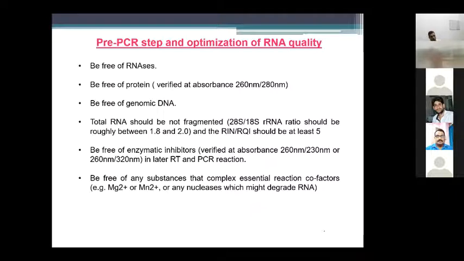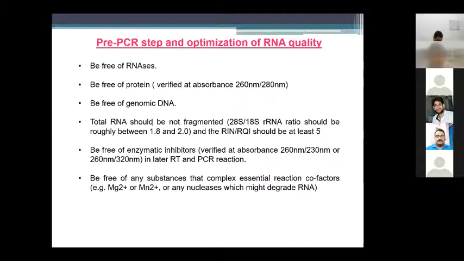Now the pre-PCR step and how we optimize the RNA quantity. First, the RNA should be free of RNase, because RNase degrades the RNA over time. It should be free from protein, as verified by the absorbance at 260 over 280. Be free from genomic DNA. The total RNA should not be fragmented: only two bands, and the 28S to 18S RNA ratio should be roughly between 1.8 and 2, and the RIN value should be at least 5. And be free from enzymatic inhibitors.